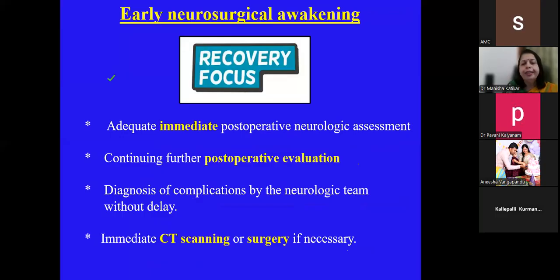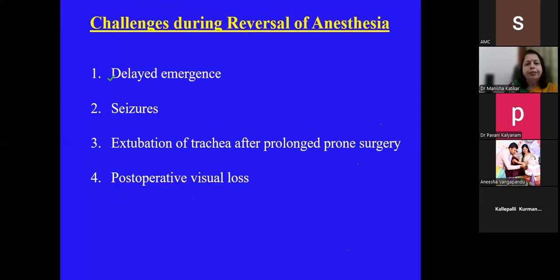And why do you want extubation on the table? This is because you need to assess these patients postoperatively, and we can diagnose complications by doing a CT scan without any delay if the patient is awake. And as I said, if there is an associated hematoma, he might need surgery. Therefore, neurological assessment is very important at the end of the surgery.